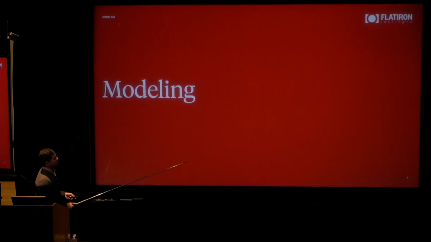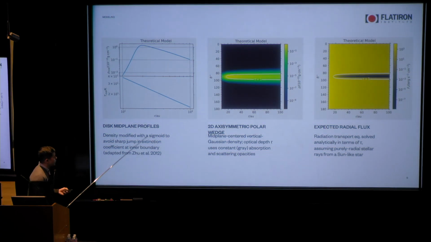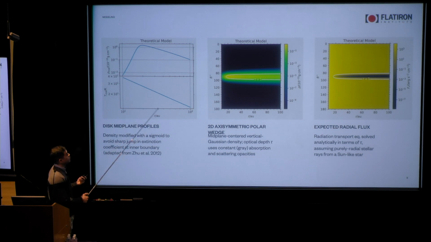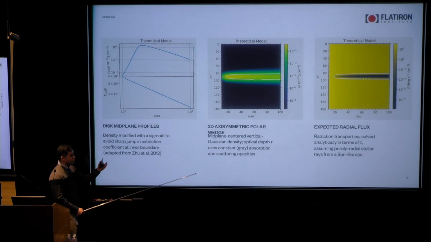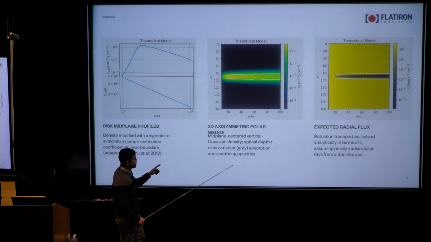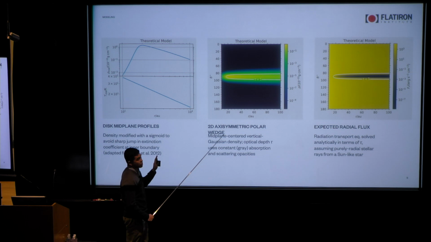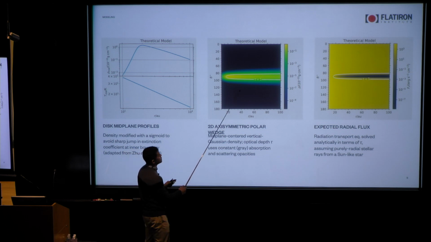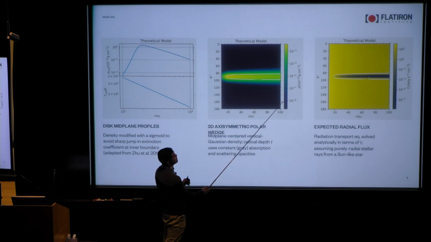Now, in some of my efforts to model these disks, we start with, for example, a disk midplane profile, which typically is a simple power law, for example, in the top panel in density or in the bottom panel in temperature, although I have modified the density profile with a sigmoid near the inner boundary to avoid any sharp jumps or discontinuities in the extinction coefficient, which could sometimes yield numerical artifacts as the implicit solver tries to solve the field at that boundary. But the actual model is a 2D axisymmetric polar wedge, as shown by this middle plot here in this green color map representing the dust density.